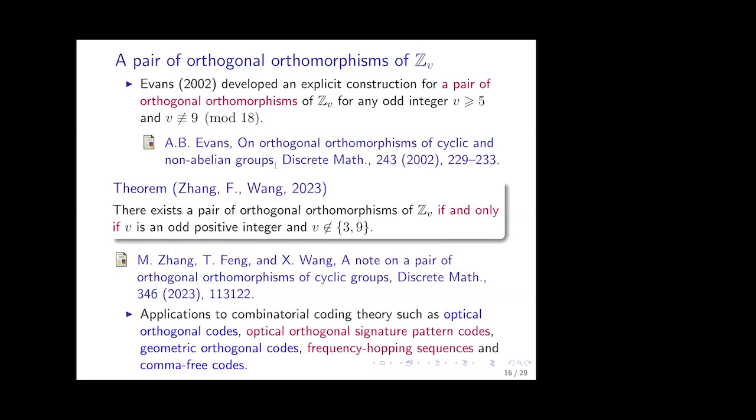And why are people interested in the cyclic difference matrix? A cyclic difference matrix means a matrix defined on a cyclic group, because this kind of matrix has many applications in combinatorial coding theory, such as optical orthogonal codes, optical orthogonal signature pattern codes, geometric orthogonal codes, frequency hopping sequences, and comma-free codes. So that's why we are interested in the cyclic case.